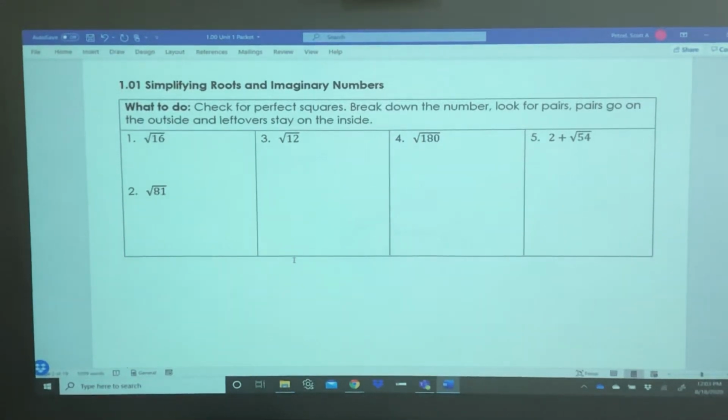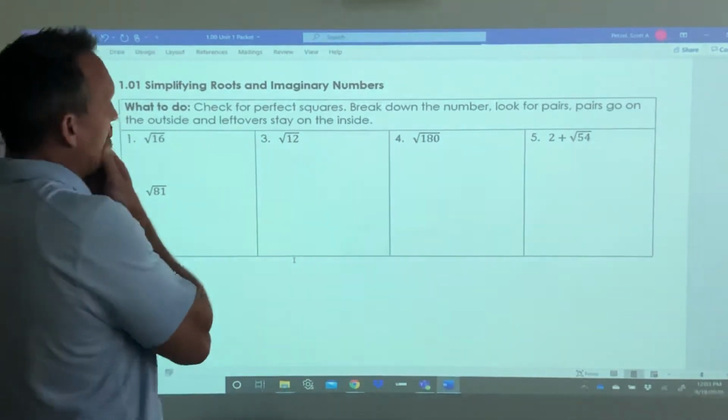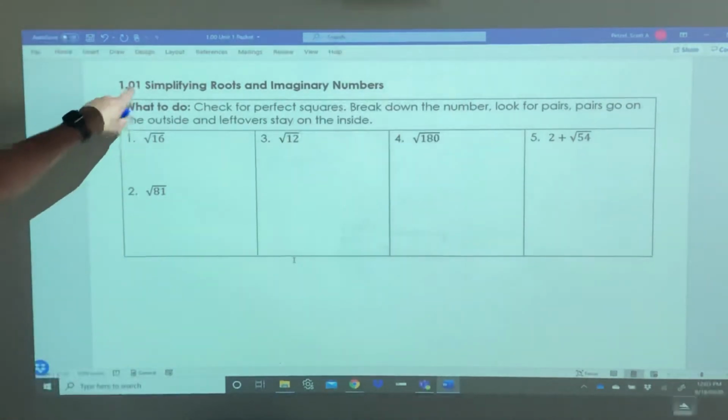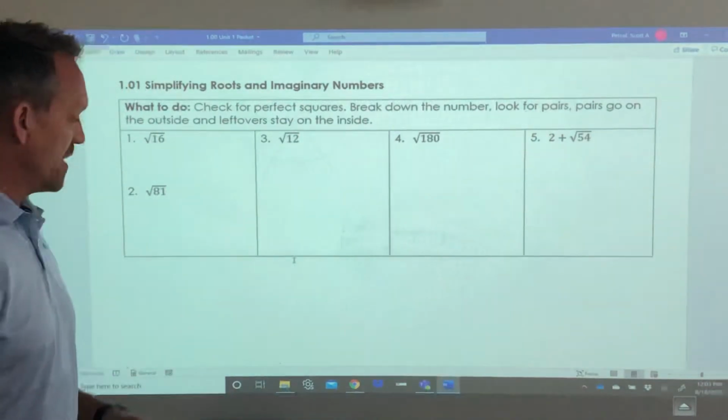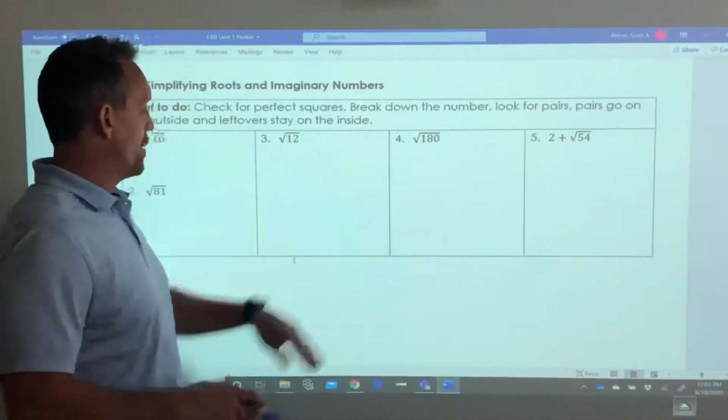All right, boys and girls, here we are. First lesson of the unit, which is talking about 1.01, simplifying roots and imaginary numbers. Some of this stuff you're going to get, some of this stuff you're going to have some trouble with.